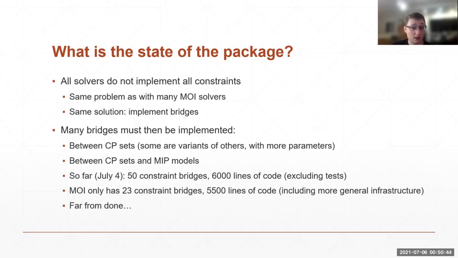So far, in constraint programming extensions, there are 50 constraint bridges, which is roughly 6,000 lines of code, excluding tests. When you compare it to MOI, it only has 23 constraint bridges, and it's really enough. It's only 5,500 lines of code with a lot of general infrastructure that can be reused everywhere. But with the 50 bridges of constraint programming extensions, I'm far from done writing bridges, because there are a lot of sets that could be useful for other solvers.